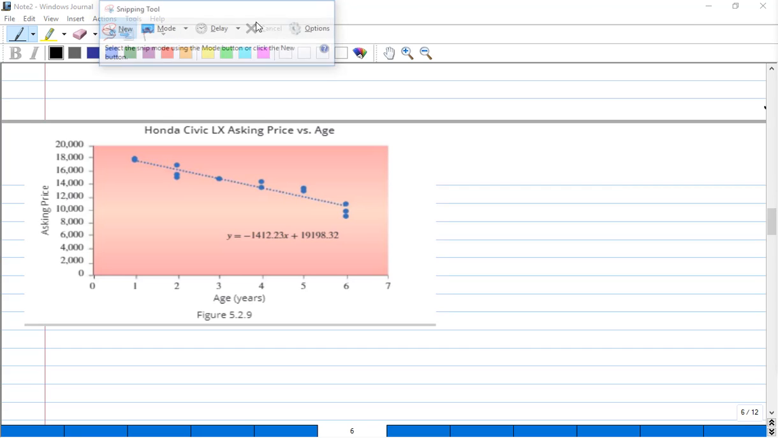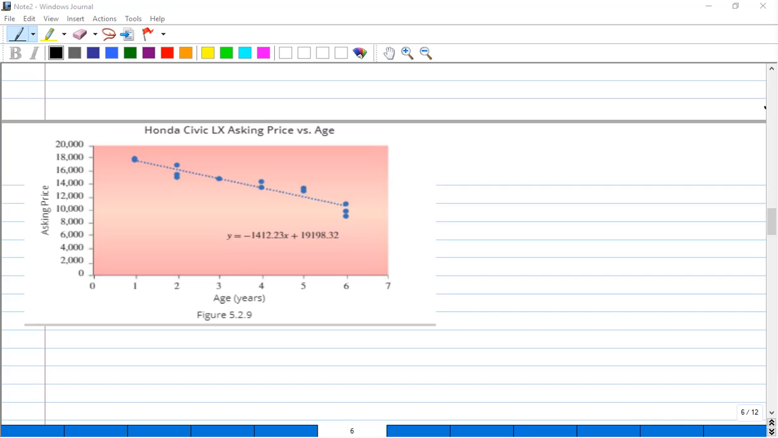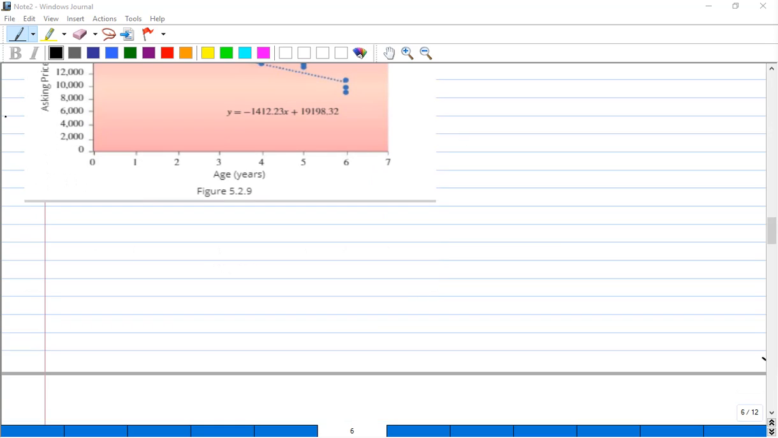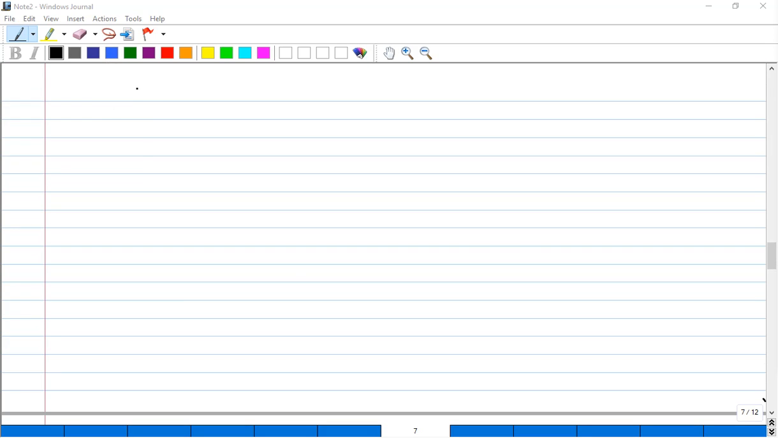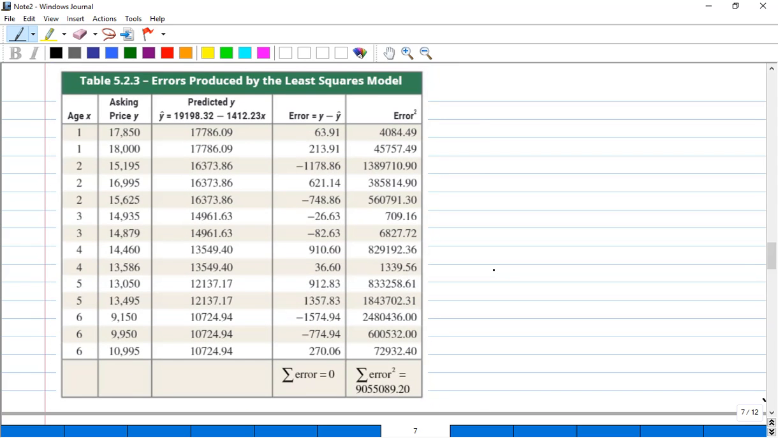And more than likely, if you were doing a homework problem, even if you get the equation, if it asks you for the sum of squared error, that equation doesn't give you that. You need the equation to figure all that out. So here's the table. Use the technology to get the equation, this equation right here, and we have all of the observed values here. That's the Y values.